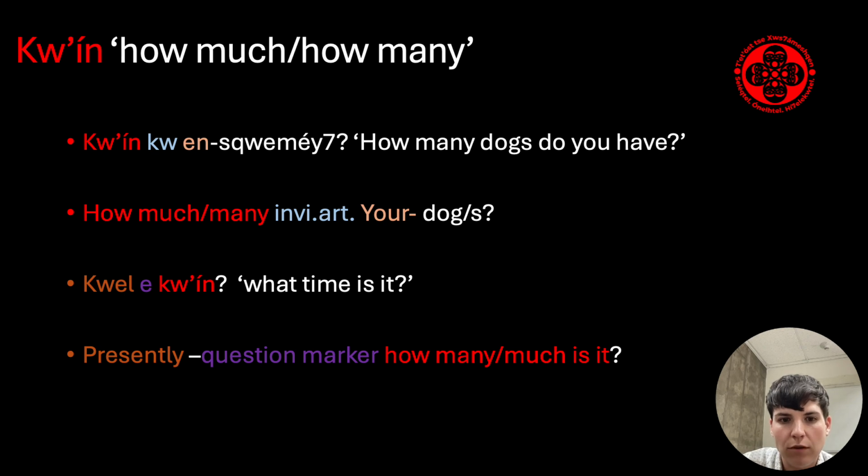So the second example, Quella Queen, what time is it? This translates to presently or now. Then there's a question marker, which is kind of like, is it? And then queen, how many? So it's basically asking, how many minutes is it now? You could respond to this similar to how you responded to when did you go?